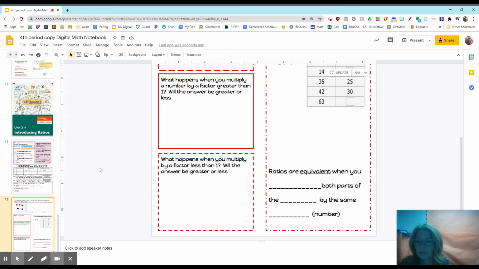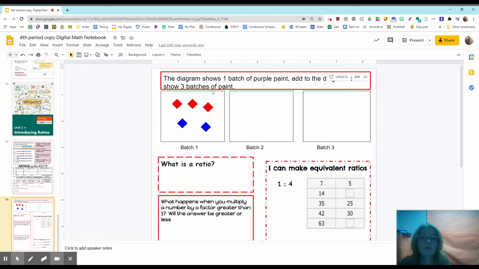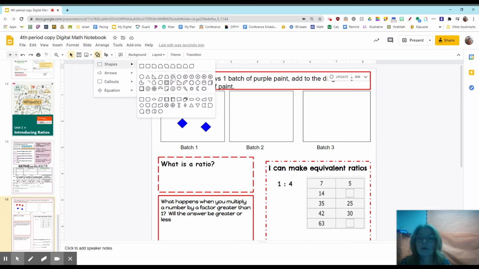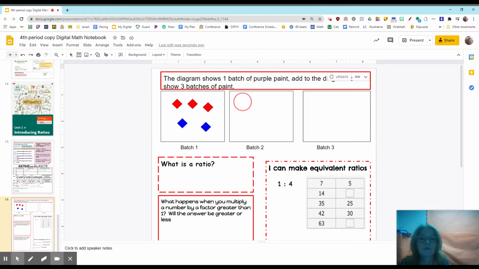All right, let's go to the second page. You need to show the 3 batches of paint. So to make purple paint, you need 3 reds and 2 blues. You can't copy mine, but you can bring your own shape. And I used a diamond, so you can paste yourself a little diamond. Make it smallish. I don't know why it's so big. And then once you have that, you can Control V, Control V, Control V.